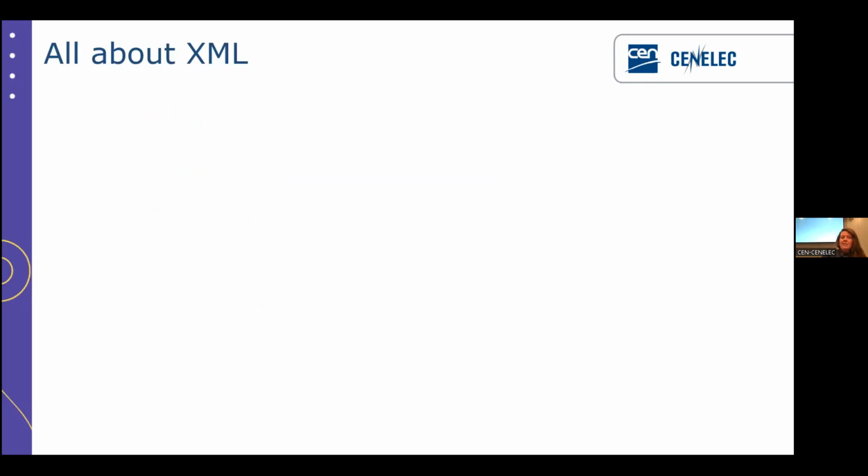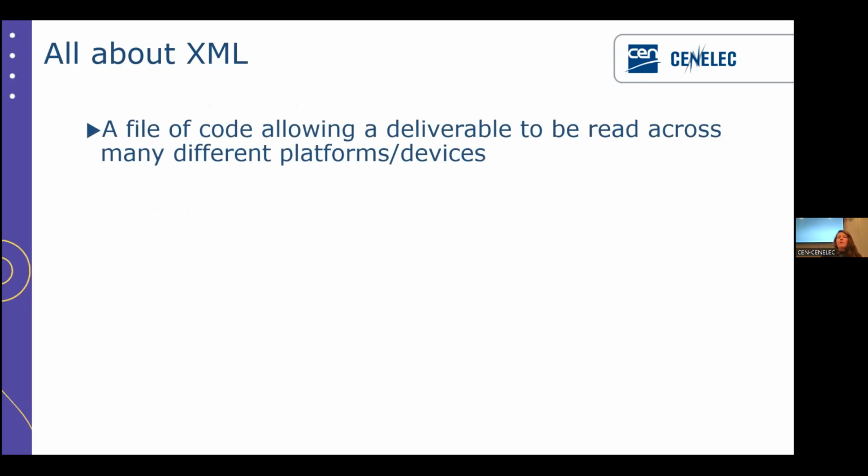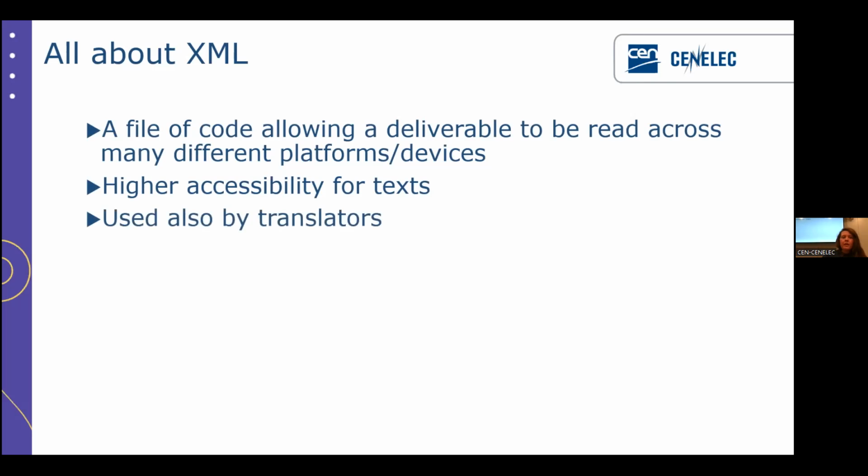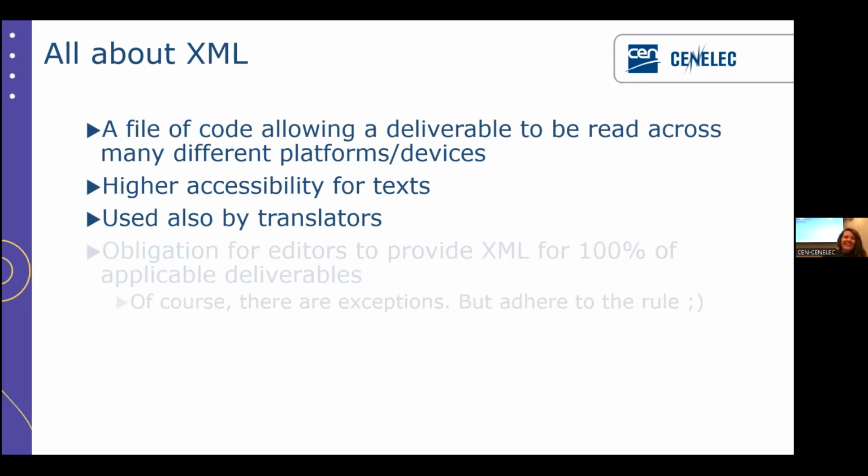So a note about XML, what is it? 'Cause it's very important. It's a file of code allowing a deliverable to be read across many different devices and platforms. And what that means is it's a higher accessibility for text as well, because people can read it on any device, any platform that they need to, basically. It's also used by our translators. I think it's magic. I don't know how it works. It just does. I know how to create it.